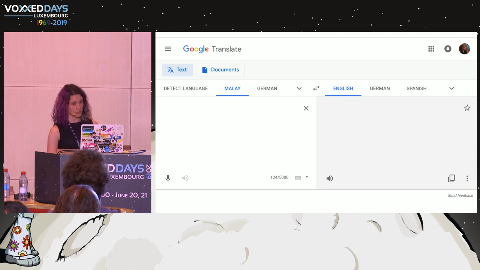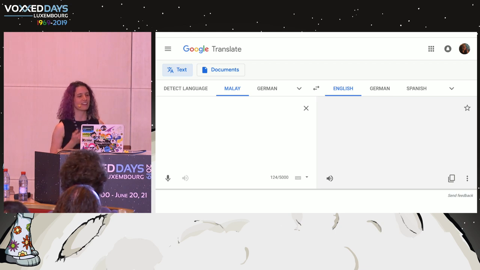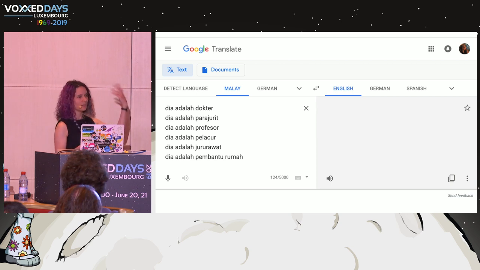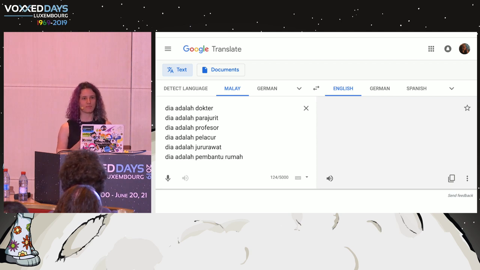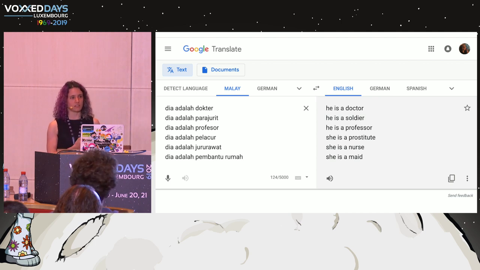An example of language use: using Google Translate, I've picked the language Malay here, and you can see my picture at the top. You can play along if you'd like. So I wrote some words in Malay, and the reason I picked this language is because it has this really cool gender-neutral pronoun where it says "they are," and it doesn't mean multiple people, it just means one person. They are a blah. So you can guess by its inclusion in this talk what these are going to translate to when I go to English, but it seems that Google Translate thought he was more likely to be a doctor and she was more likely to be a nurse.